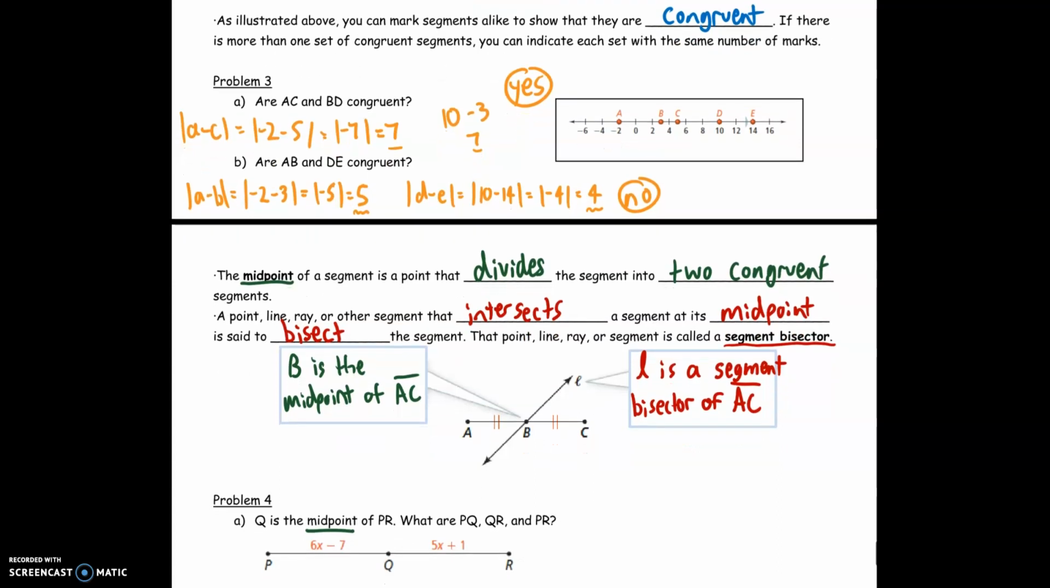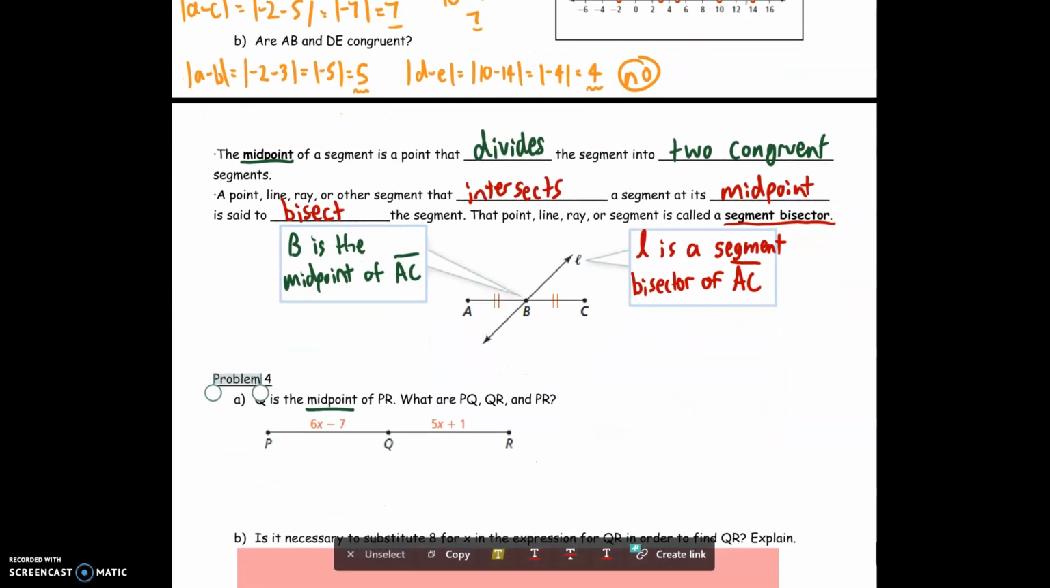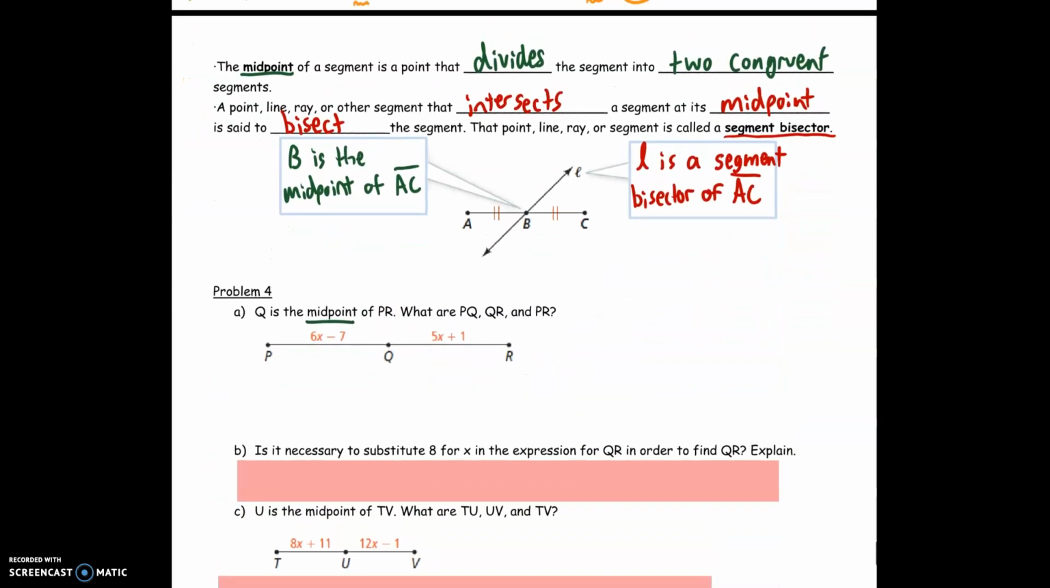A good way to remember bisect as a term is like dissect in science, when I'm cutting something open. I am cutting that line, and I'm also cutting it in two equal pieces, hence that term bisect for those two equal parts. So just like that last section, we can also use this to find some different algebraic answers.